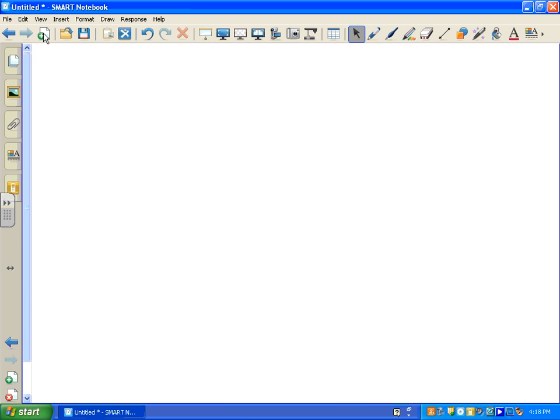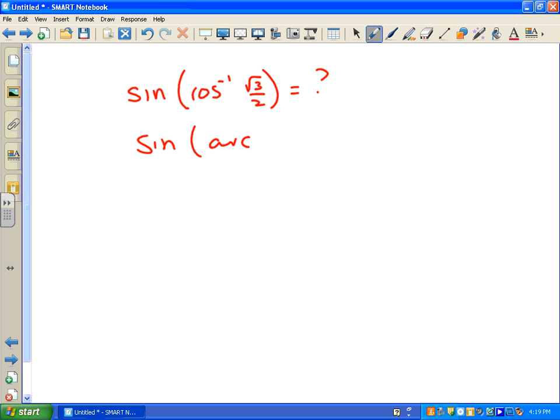Let's try another problem. Find the sine of the cosine inverse of the square root of 3 over 2. As soon as you see the square root of 3 over 2, you suspect that this will probably be a standard angle. And sure enough, we want the sine of the arc that has a cosine of the square root of 3 over 2. That's what we need.